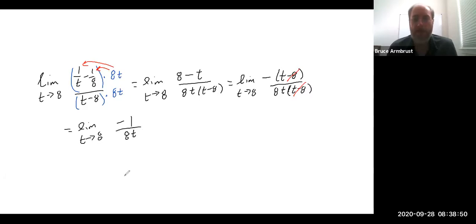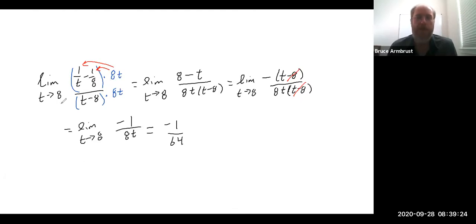So algebraically, what we started with, this horrible thing with the fractions inside of fractions, and the -1 over 8t, those things are exactly the same, except for at t equals 8. But since I'm concerned with near 8, because remember that's what a limit is, near 8, then I can go ahead and do this. And now at this point, I just plug it in, and I end up with -1 over 64.